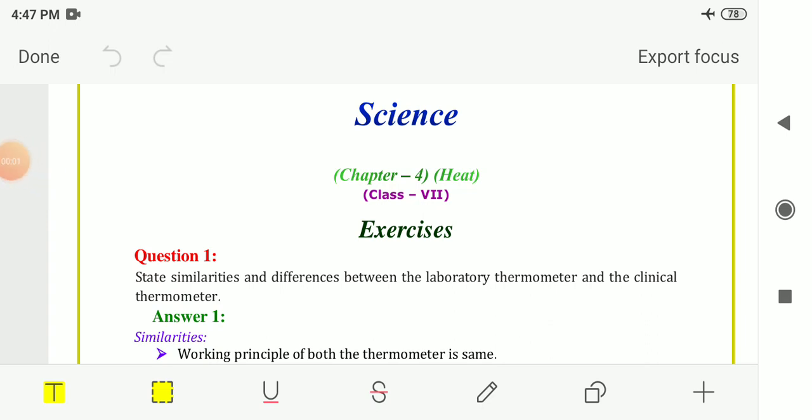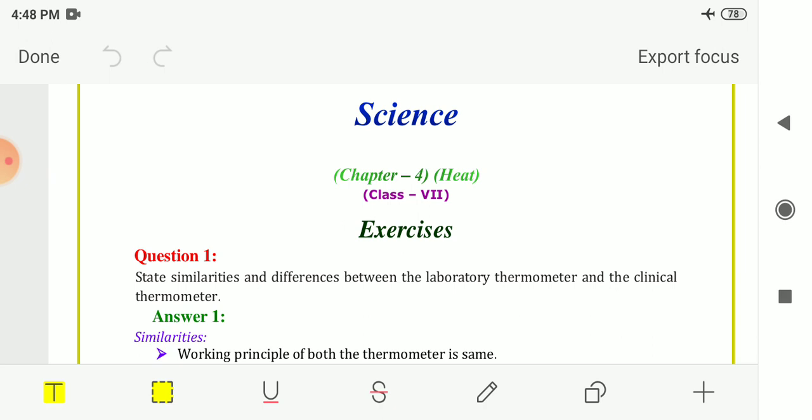Hello students, in this video we are going to solve the textbook exercise for chapter 4. The chapter name is Heat, class 7, subject Science, NCERT. So before starting the exercise, let me recall what we had learned in this chapter.